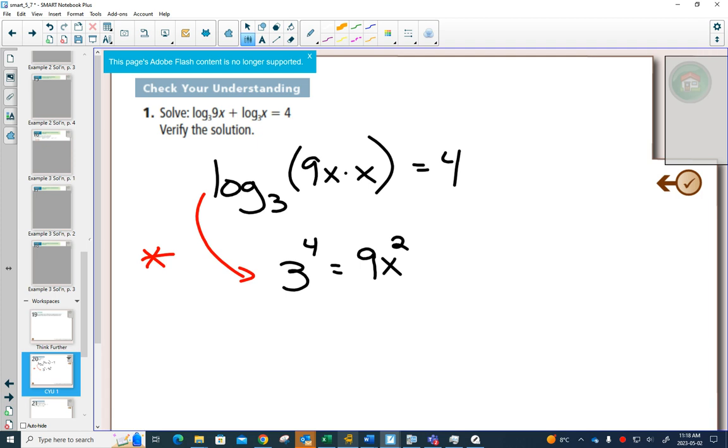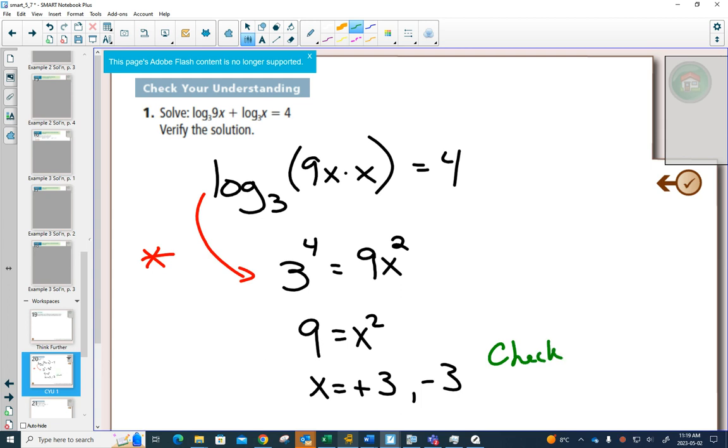Once you've done that, you turned it into an equation that you've solved in previous years. Do you think you could get x by itself? Yes. 3 to the 4 is 81. I could divide both sides by 9. That would give me 9 equals x squared. Square root both sides, I get plus or minus 3. And then I need to check.